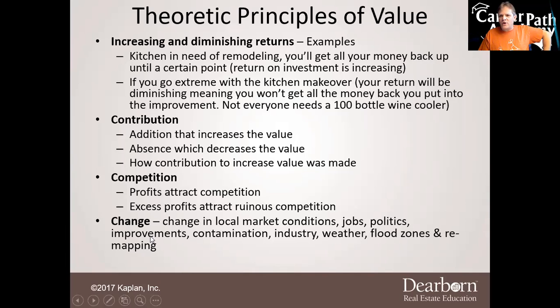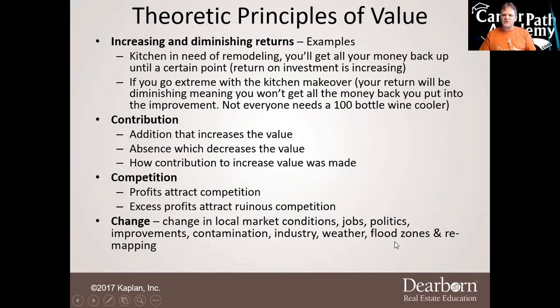Improvements to the area. Are they doing improvements? Or are they letting the place become a slum, right? Is there contamination? Is there a lot of industry in the area? The weather. Sometimes there's changes in the flood zones, and they remap the flood zones. There could be changes in the weather patterns and such. If this happens, it could affect the value, right?